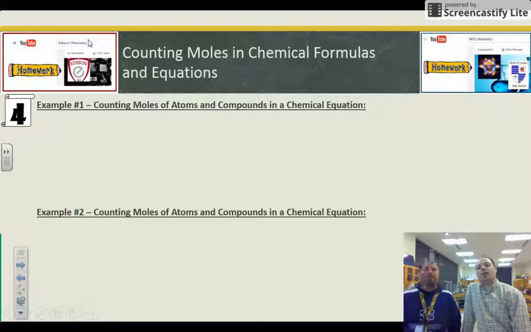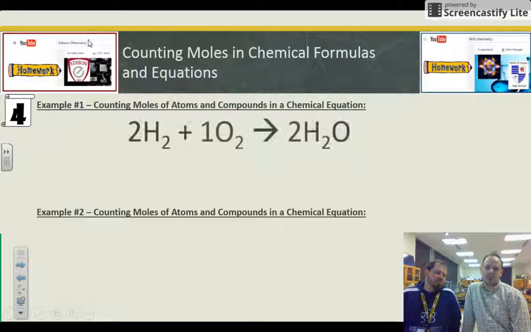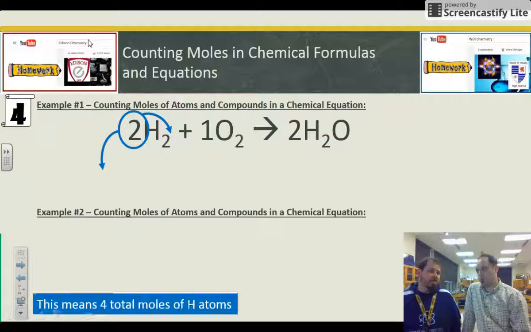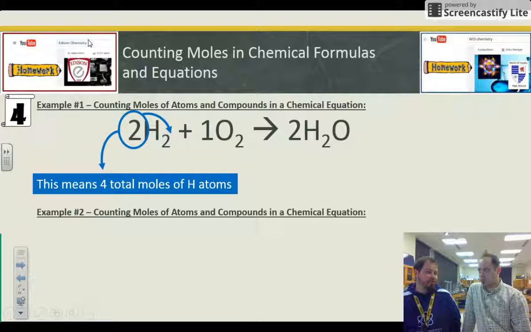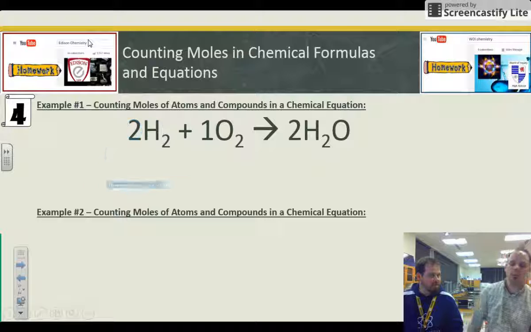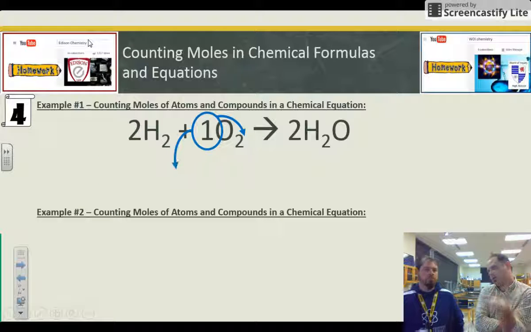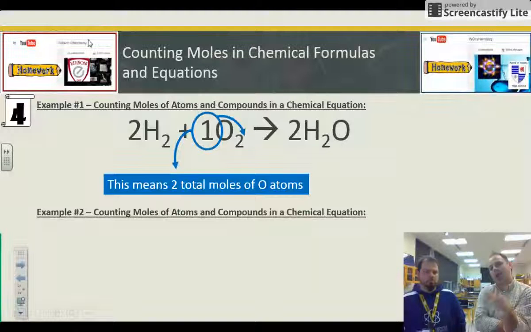Let's do some quick examples of counting atoms and moles. If I have 2 moles of hydrogen, but each hydrogen has 2 atoms, 2 times 2 is 4. So it means I have 4 total hydrogen atoms in 2 diatomic hydrogen molecules. And this next one, I got 1 mole of O2 molecules. So 1 times 2 is 2. So I have 2 moles of O atoms.